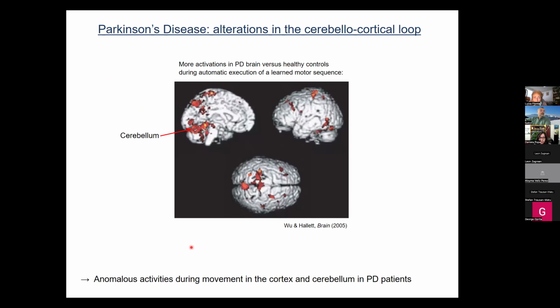So I'll introduce you to some of these studies, especially imaging studies. So in this one, for example, we can see during movement in red that we have more activation in the cerebellum in the case of Parkinson's disease versus a healthy control during an automatic execution of a learned motor sequence.